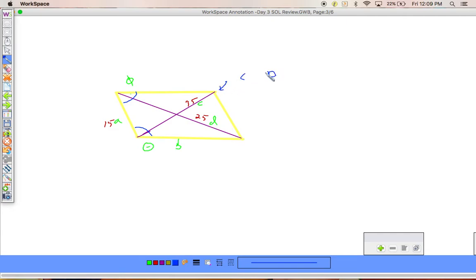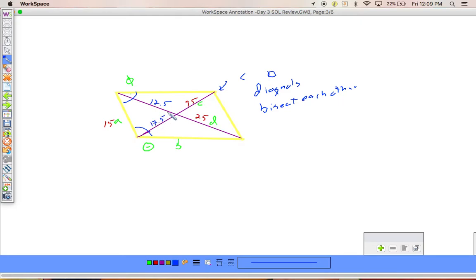C and D are diagonals of a parallelogram. Diagonals of a parallelogram bisect each other. Okay, so I looked that up. So this tells me that this distance is 12.5 and this one is 17.5.